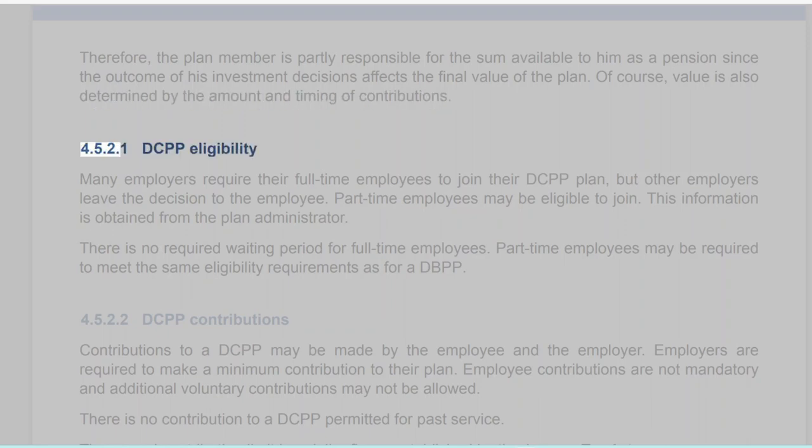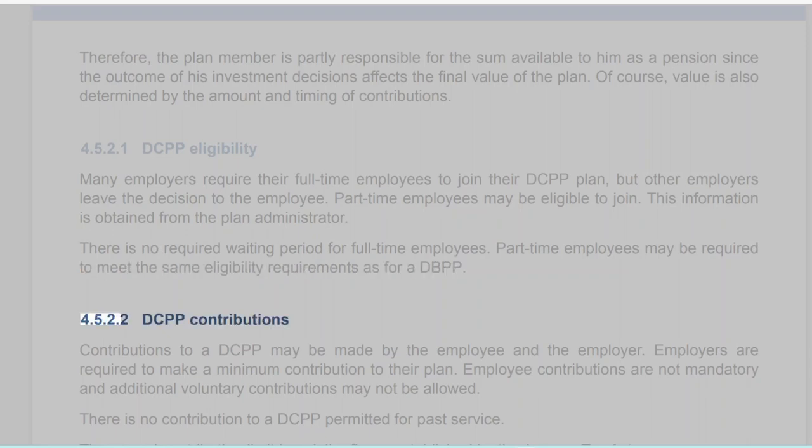5.2.1 DCPP eligibility. Many employers require their full-time employees to join their DCPP plan, but other employers leave the decision to the employee. Part-time employees may be eligible to join. This information is obtained from the plan administrator. There is no required waiting period for full-time employees. Part-time employees may be required to meet the same eligibility requirements as for a DBPP.